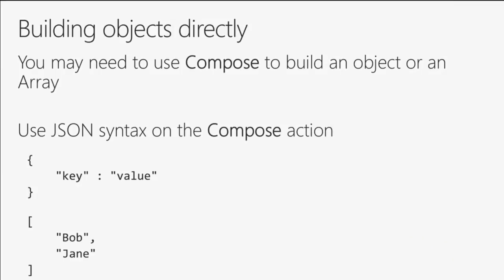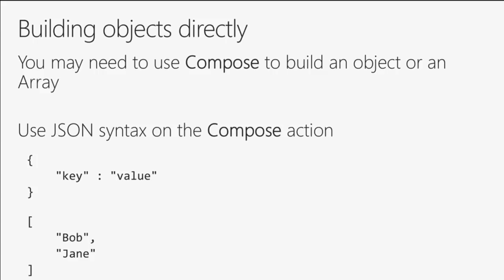Now, the last thing I want to talk about before I jump back into the demos is that you may need to build objects directly. Typically, you get a pretty nice experience for just using outputs from other actions. But we have an action called compose, and compose allows you to input an array directly or a JSON object directly. Those key value pairs can be a way that you can build up objects that you use elsewhere in a flow. Likewise, if you are making a call to an HTTP endpoint, you can do that using a compose card or by typing the JSON objects as well.